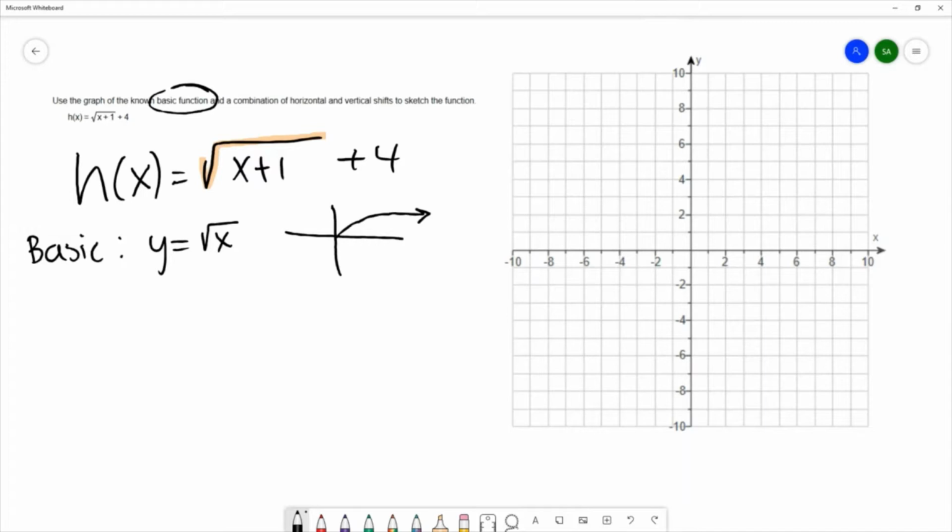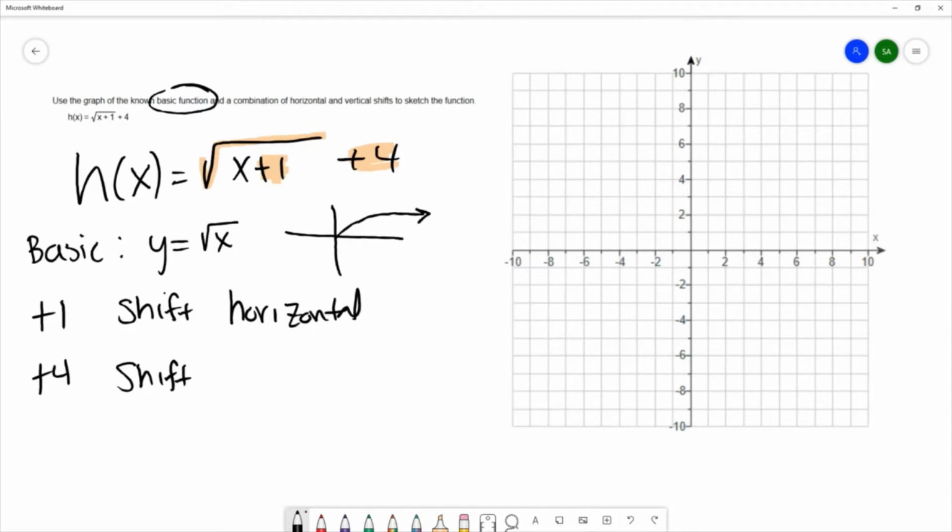I can also see that we have some transformations within our function. We have a plus 1 and a plus 4. And we want to think about what those transformations are. The plus 1 and plus 4 are both transformations. Because they're adding and subtracting, I know that those are shifts. The plus 1 is inside the radical, so that is a horizontal shift. And the plus 4 is outside of the radical, so that's a vertical shift.